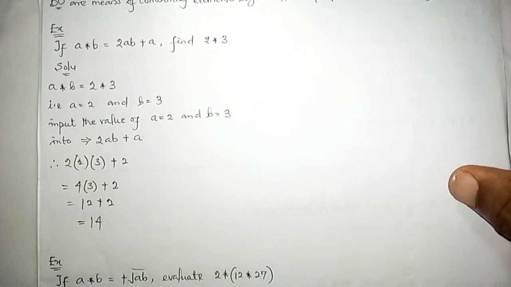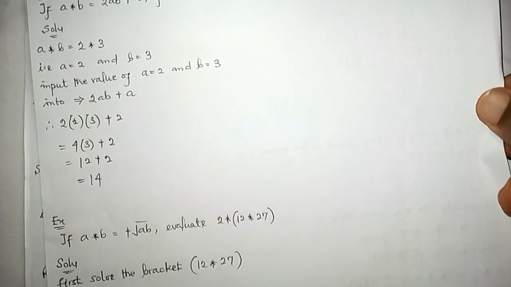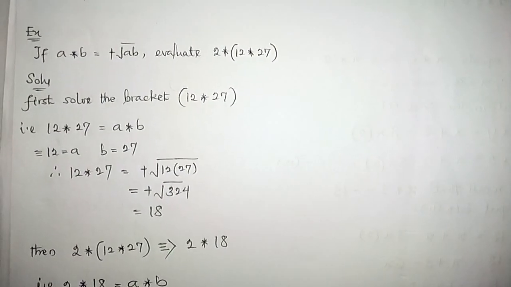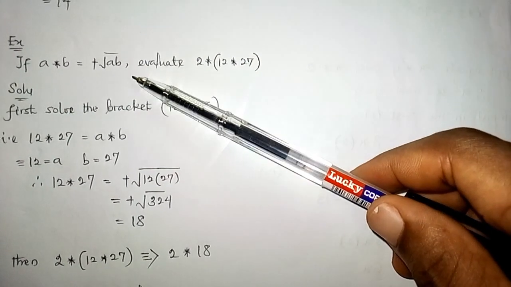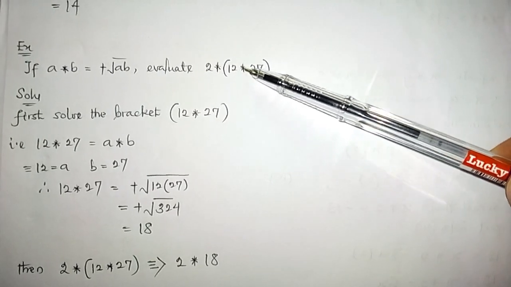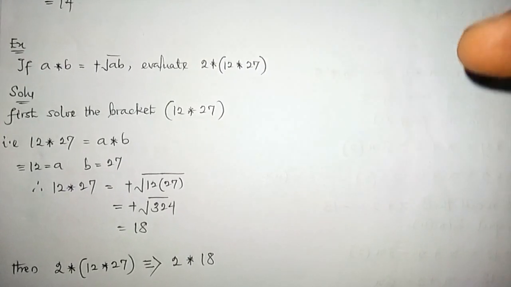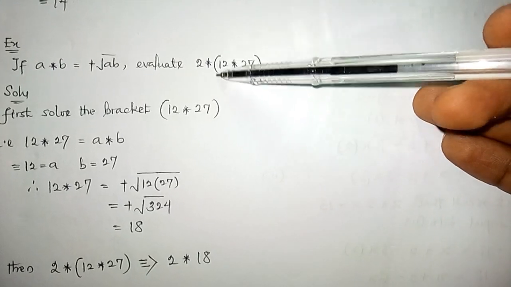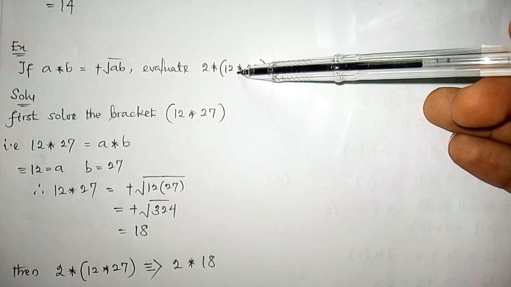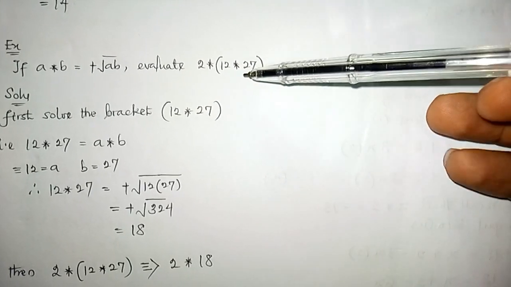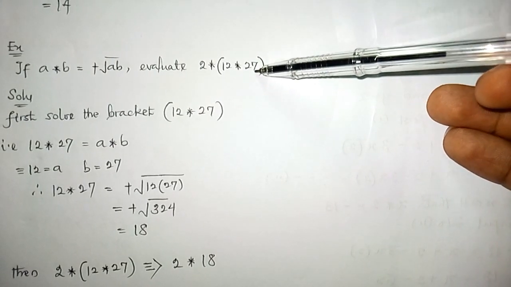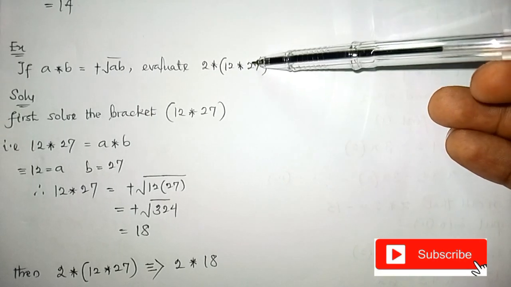Here we have another question. This question says, if a * b equals plus square root of ab, evaluate 2 * (12 * 27). Now notice that here we have a parenthesis, which is a bracket covering this. So the first thing we need to do is to solve according to BODMAS, representing 12 as a and 27 as b. That's solving this bracket first.